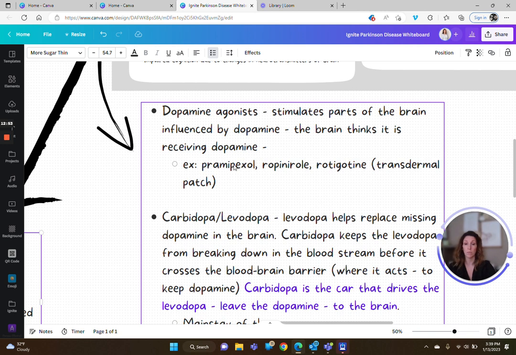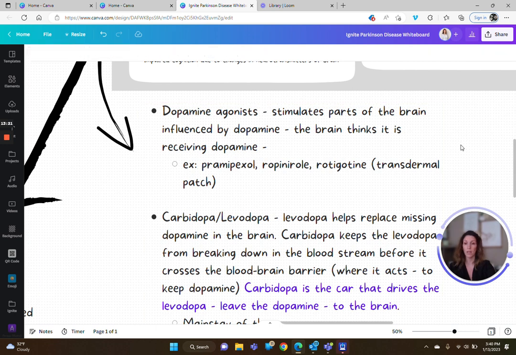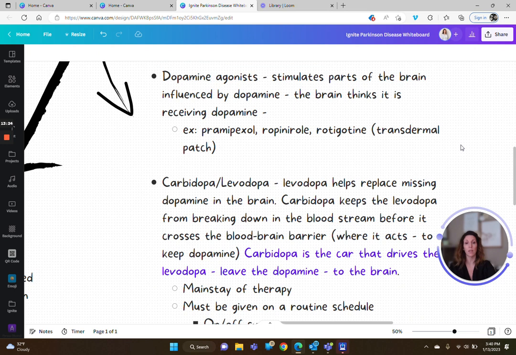So dopamine agonists. We already know that this disease is a problem with dopamine. Agonists help get more dopamine. A dopamine agonist stimulates parts of the brain influenced by dopamine, so the brain thinks it's receiving dopamine. That sounds good. We can get some more dopamine in there, or at least trick the brain into thinking that we're getting dopamine. That should help us with some of our fine motor movement.